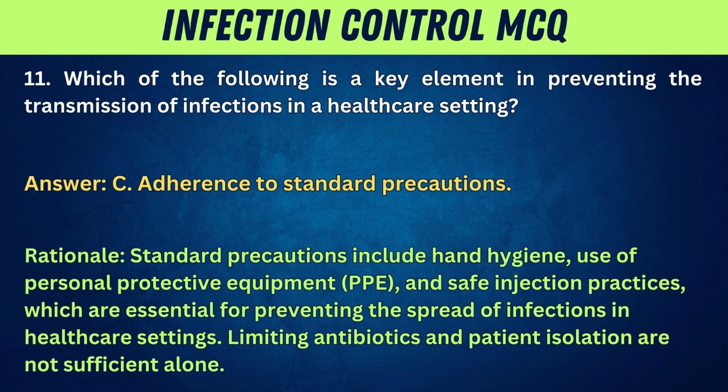Adherence to standard precautions. Rationale: standard precautions include hand hygiene, use of personal protective equipment, PPE, and safe injection practices, which are essential for preventing the spread of infections in healthcare settings.